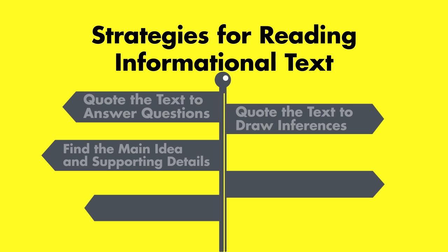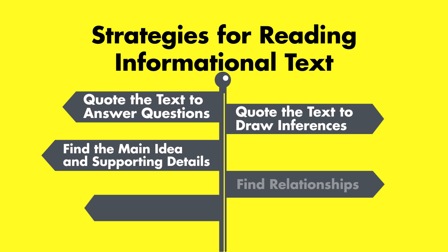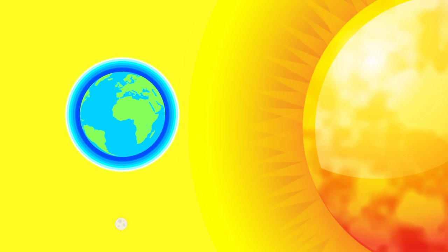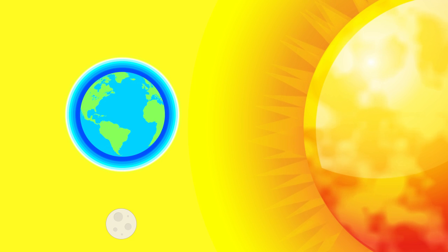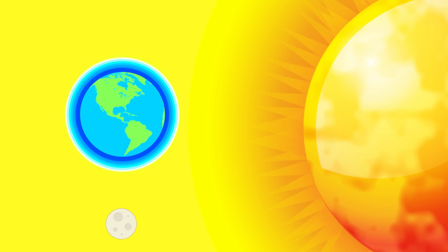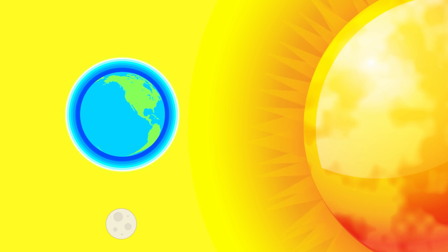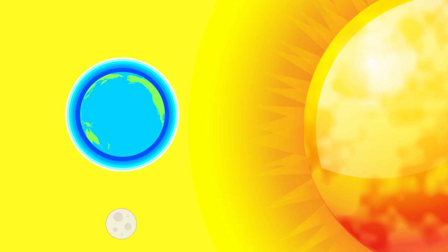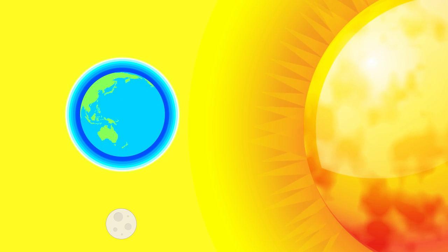Another strategy for reading an informational text is to look for relationships between people, events, and ideas. Many informational texts explain complex relationships between ideas. Making a chart or diagram can help you see and understand how ideas are linked.